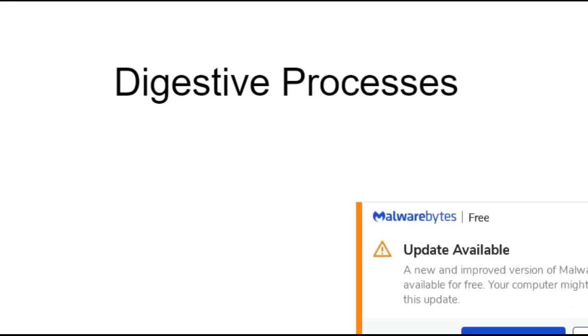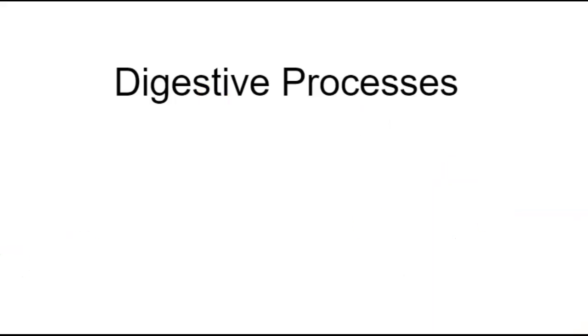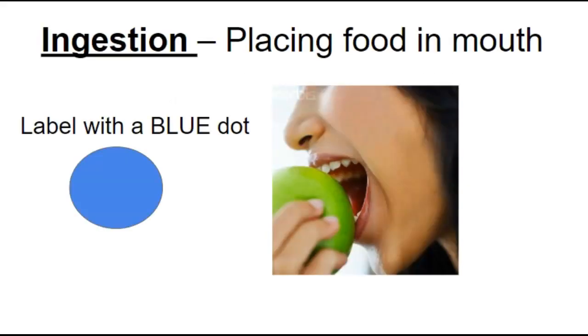So now that we've talked about the parts of the digestive system, we're going to talk about the processes, or the things that happen during digestion. And they have fancy words because scientists always like to use fancy words. So this can be your title for your notes page, or if you're in the notes packet, you can just follow along here. The first one we're going to talk about is ingestion.